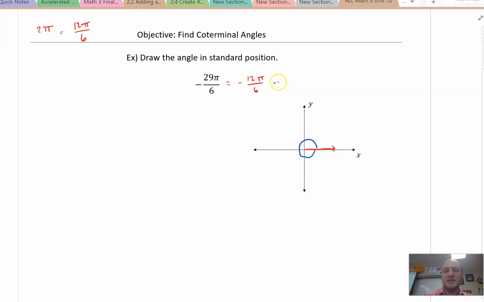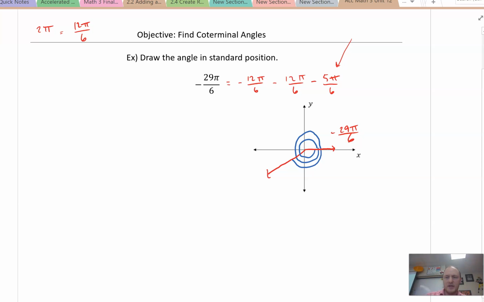All right, now I need to go another 12 pi over 6. Okay, that's 24 if you're adding the numerators, right, that's 24 pi over 6. So let me go ahead and go around again. Okay, there's 24. I'm still not there. I need to go another 5 pi over 6. And notice, 5 pi over 6 is just before right here. This would be 6 pi over 6, right, because that's pi. So I'm going to go back a pi over 6, which takes us to right there. Okay, and that is negative 29 pi over 6.